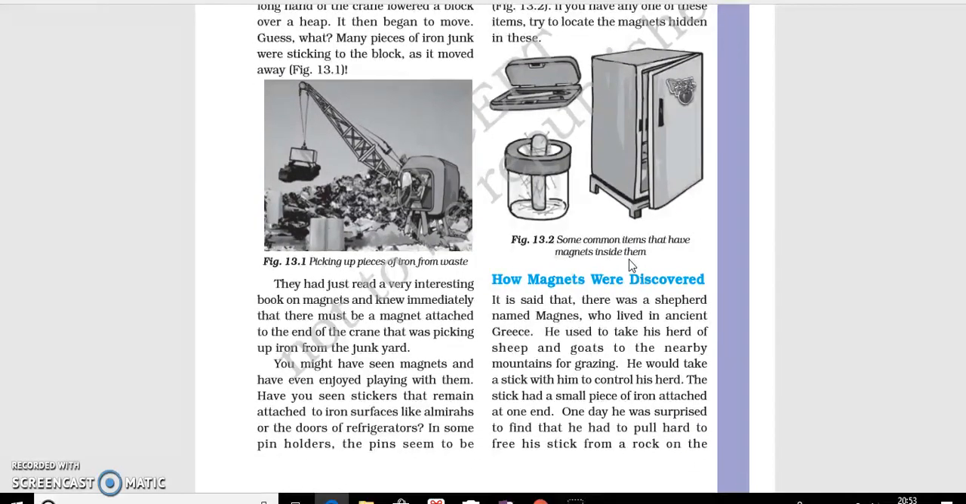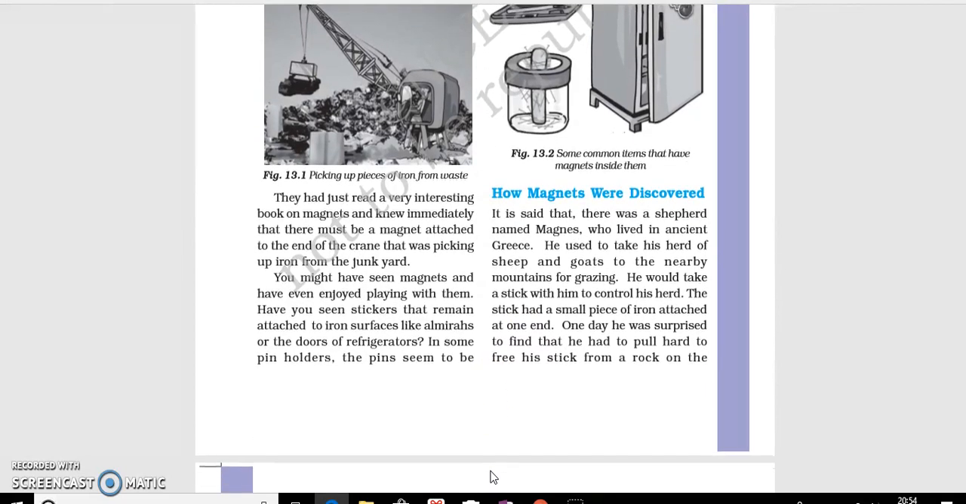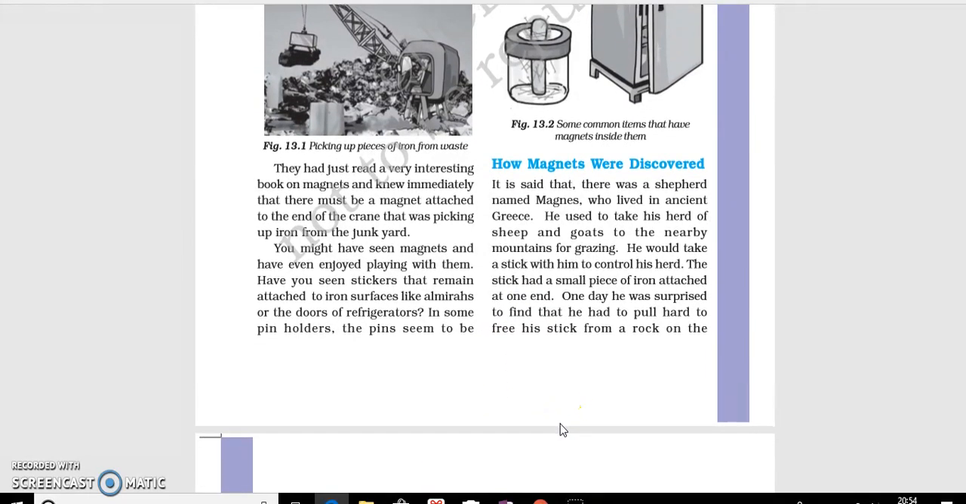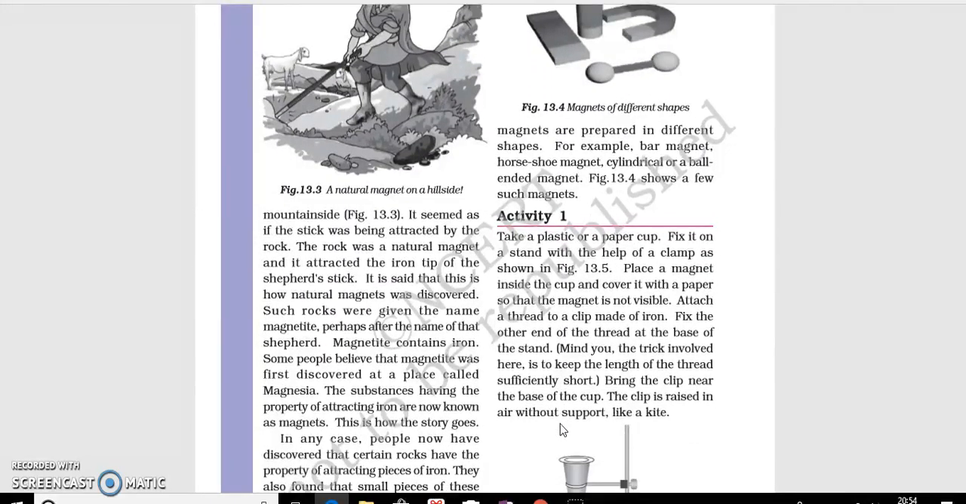Now how were the magnets discovered? It is said that there was a shepherd named Magnes who lived in ancient Greece. While he was taking his herd for grazing, he saw that a stick which had a piece of iron attached at one end started getting pulled hard from a rock. So it seemed as if the stick was being attracted by the rock.